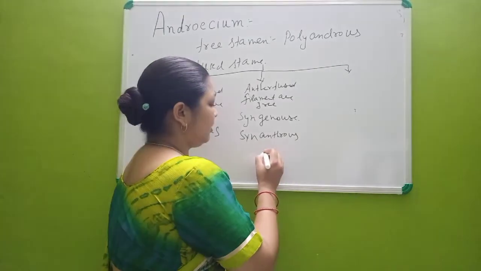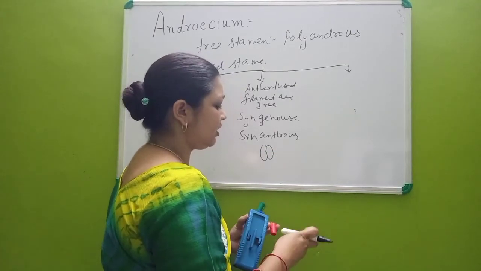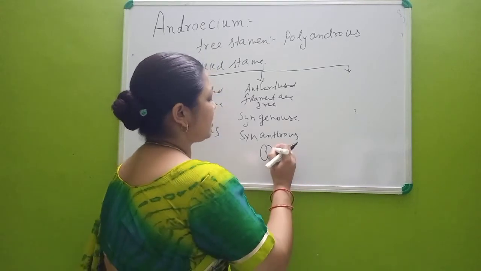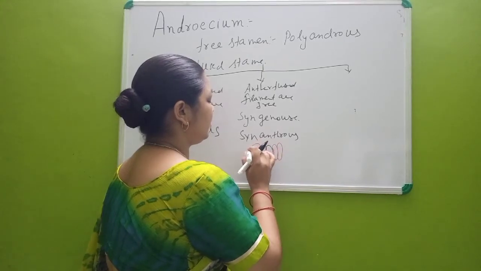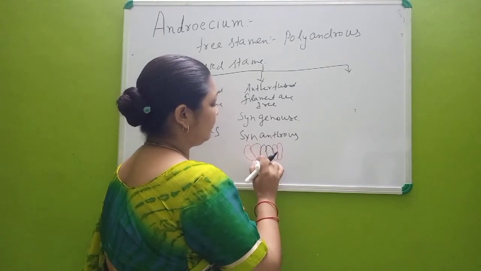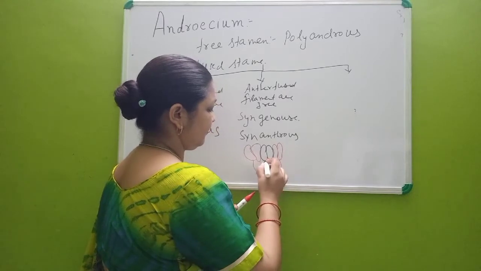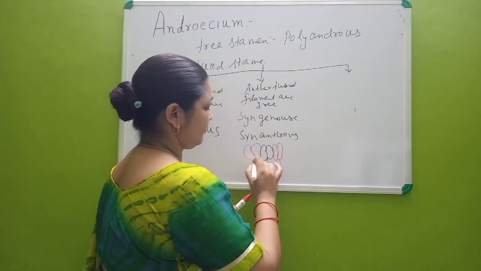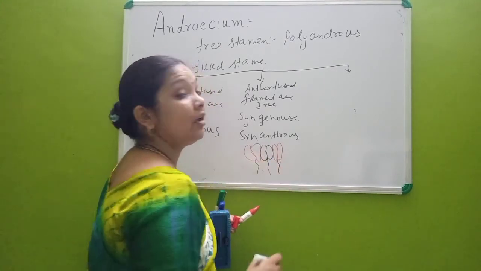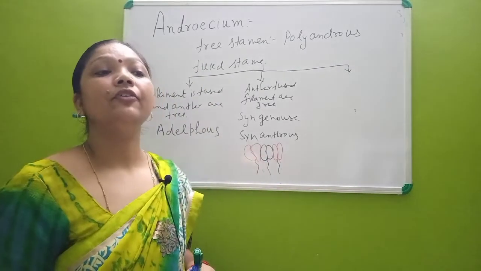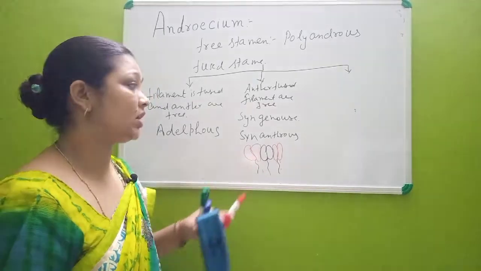For example, here I am making one anther. It is a bilobed structure. That is of 2. This anther is fused with this type of anther, and it is also fused here with this type of anther, but the filaments are free. The filaments are free, but the anthers are fused. So this type of condition occurs in sunflower.